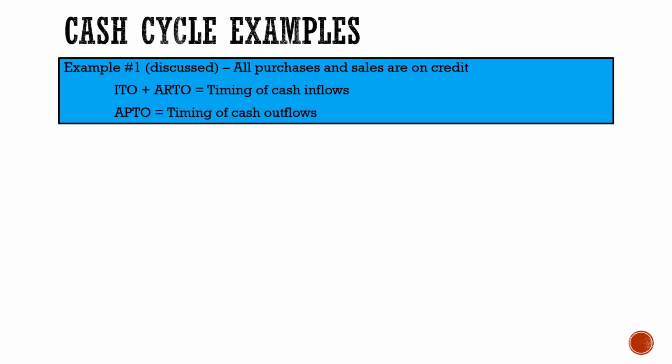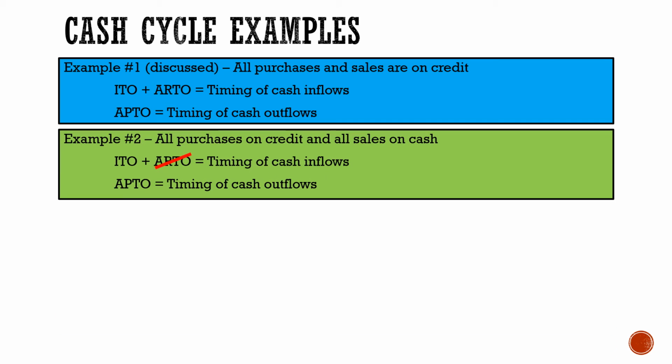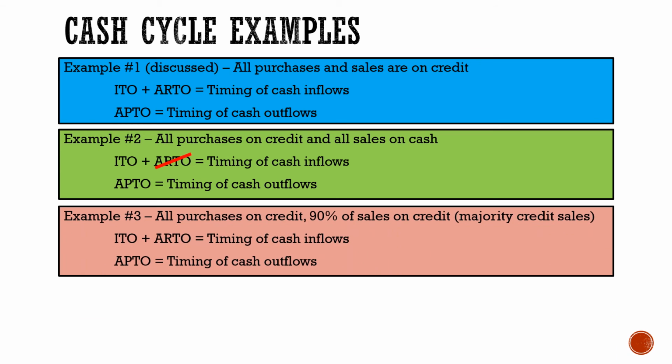Here are different cash cycle examples that we should think about. The first example, where all purchases and sales are on credit, has been discussed. The second example is when all purchases are on credit and all sales are on cash. In this case, the timing of cash inflows is only indicated by the inventory turnover because we do not have accounts receivable. Another example is when all purchases are on credit and majority of the sales are on credit.